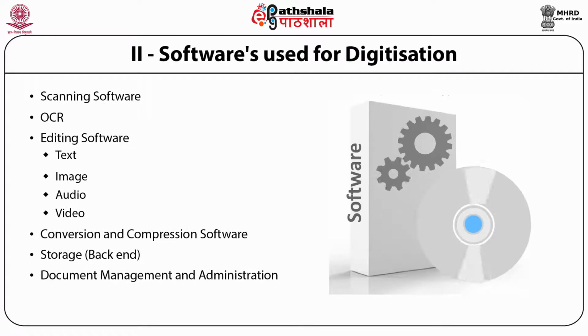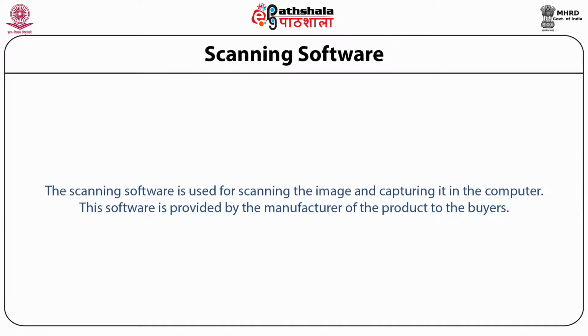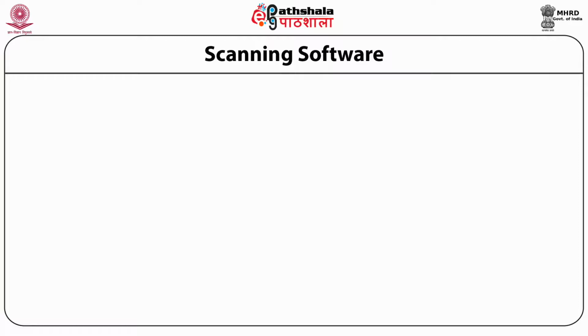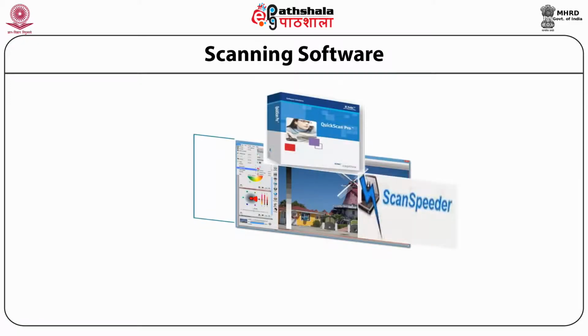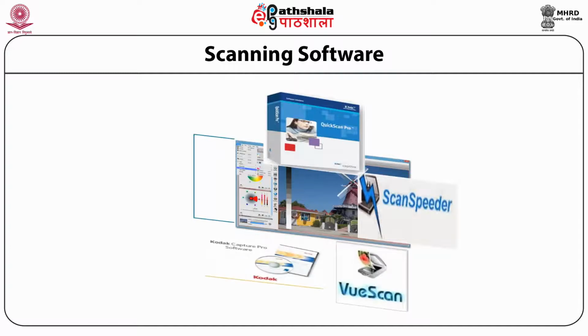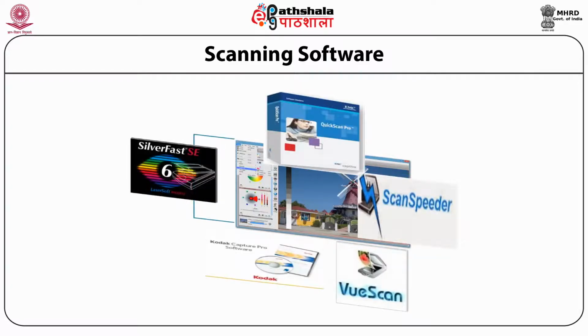The second part is software used for digitization. There are many various types of software used for digitization. The first one is scanning software. The scanning software is used for scanning the image and capturing it in the computer. This software is provided by the manufacturer of the product to the buyers. There are various types of scanning software available now. First one is QuickScan Pro, second one is Scan Speeder, next one is ViewScan, then Kodak Capture Pro software, SilverFast SE, etc.